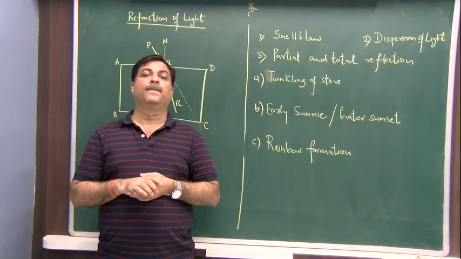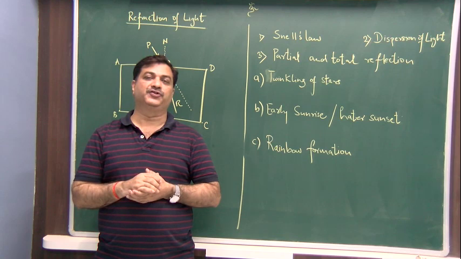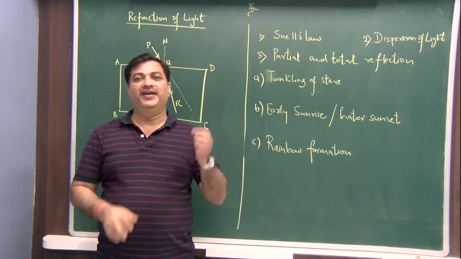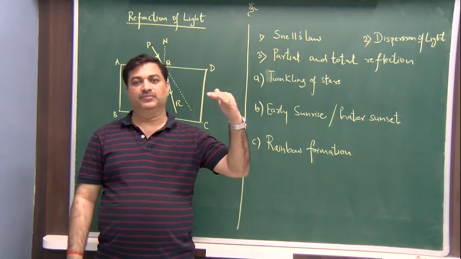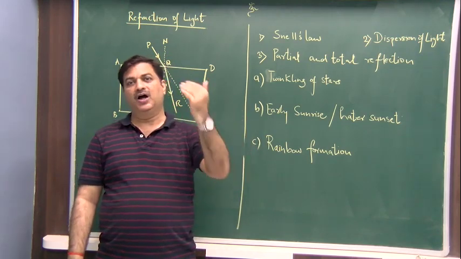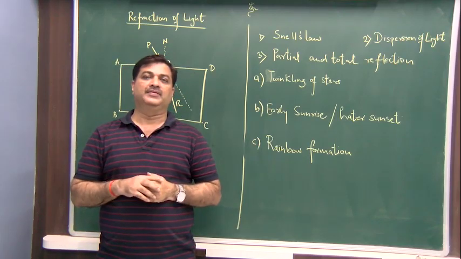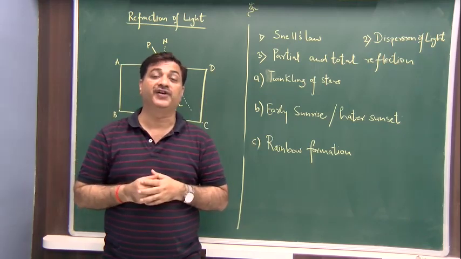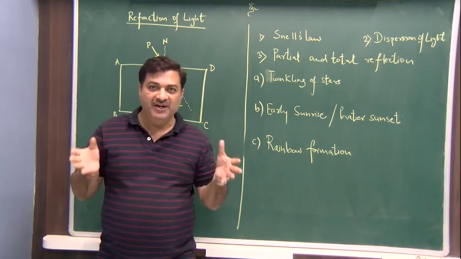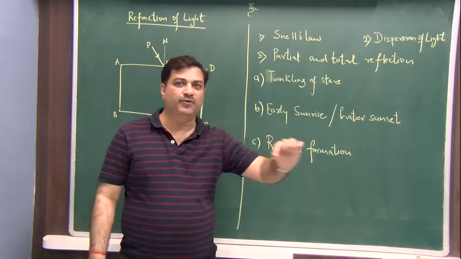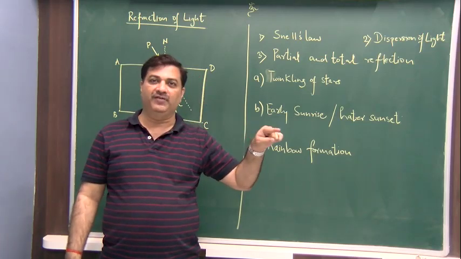Right. Now, let us see how to define refraction of light. Whenever a light ray travels from one transparent medium to another transparent medium, it bends. This bending of light is called refraction of light. Normally, if it is the same medium, light will travel in a straight line. We have learned that, right? Rectilinear propagation of light we have heard about.